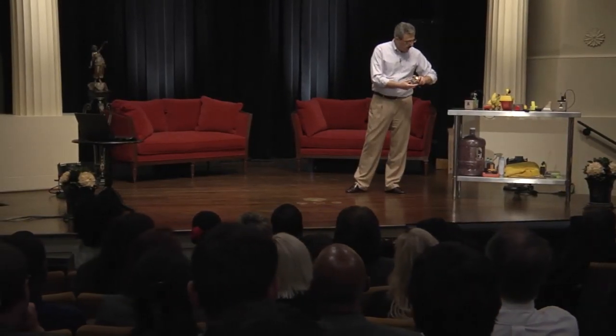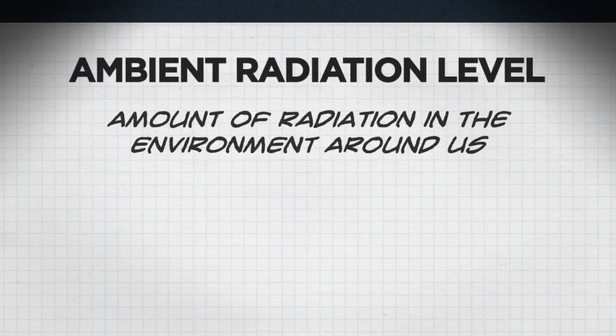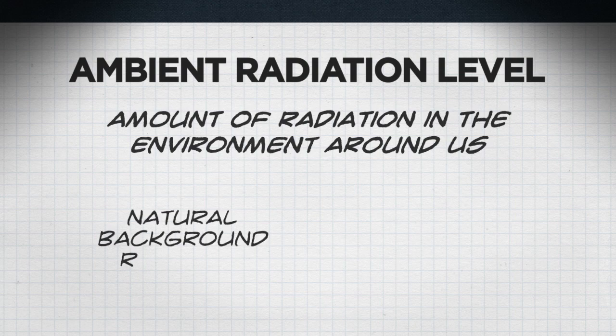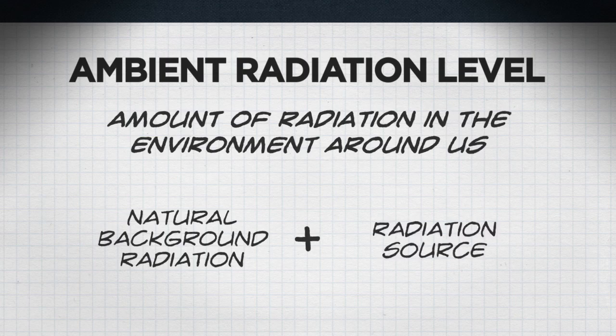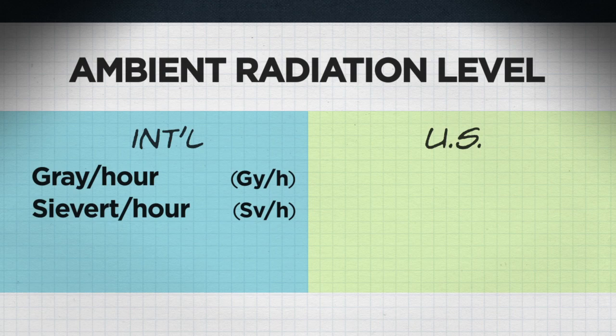Now we want to see if we have this radioactivity here, what would be the radiation levels over here? And again, every time we want to do that, we have to know what's the natural radiation levels in the environment, plus whatever is coming from that source. So that would be the ambient radiation levels. The units we use to express that are gray per hour or sieverts per hour, international units. And those are huge numbers. So again, it's more common to see nanogray per hour or microsieverts per hour.